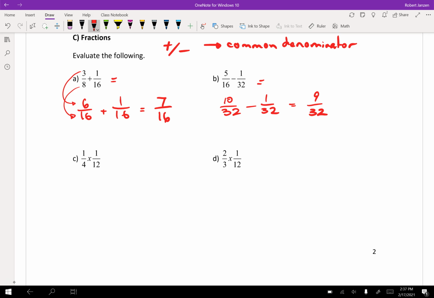Okay, now the next two are multiplication. I do not need common denominators. You should just multiply the top, so 1 times 1 is 1. 4 times 12 is 48.